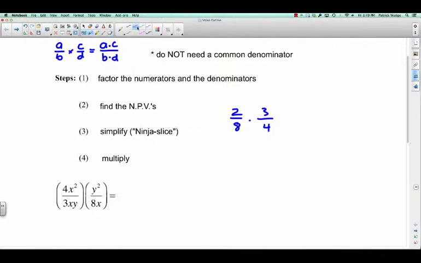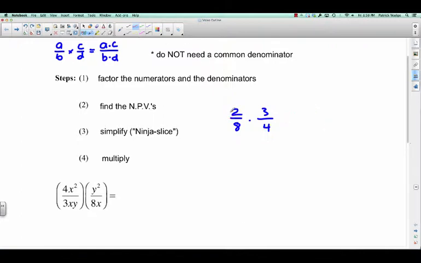So if you're going to ninja slice here, what you need to look for is one number on the top and one number on the bottom that you can divide by the same thing. So I see that I could divide 2 and 4. I could divide them both by 2. It would leave me with 1 up here, and it would leave me with 2 down here. 4 divided by 2 is 2, 2 divided by 2 is 1. Now I can multiply. 1 times 3 on the top is 3, 8 times 2 on the bottom is 16. I'm done.